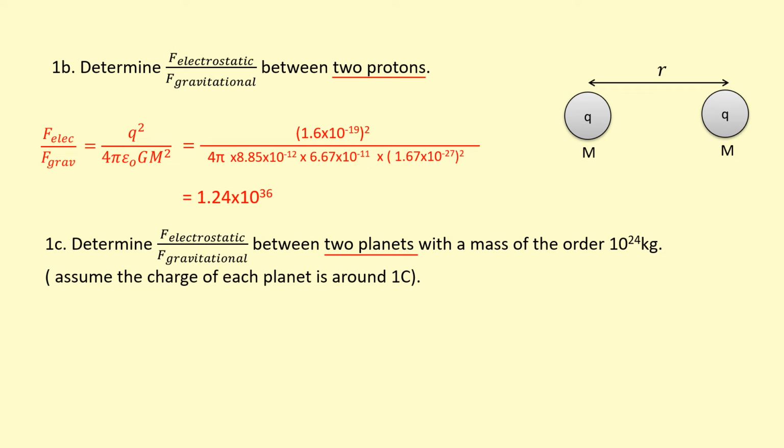Okay, part C, determine the same ratio but between two planets with a mass of the order 10 to the 24 kilograms, and we're going to assume that each planet has a charge of around 1 coulomb. Okay, so this is just an approximation because overall a planet's charge should be fairly neutral.